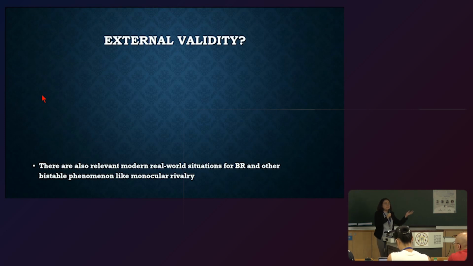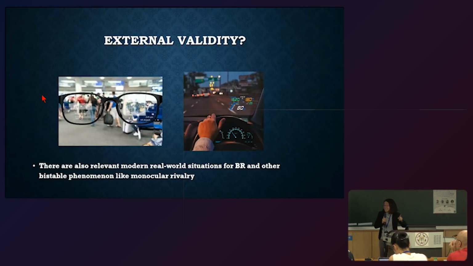Also, given modern technology, there are relevant real-world situations for rivalry and other bistable phenomena. Take a look at smart glasses. These are coming whether we like it or not. With smart glasses, the inputs are not always going to be the same as the inputs in the other eye. And so such situations are always going to occur. So studying and using interocular suppression is externally valid, not just because we can experience it and find it in naturalistic geometry, but also because modern technology has created situations where we will experience this. And so it creates opportunities for us to ask questions about attention, rivalry, and detection in such situations.